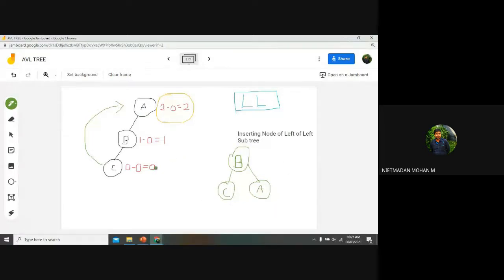So now you can check this for the root. What is the balancing factor of A? 0. Balancing factor of C? 0. Balancing factor of B?